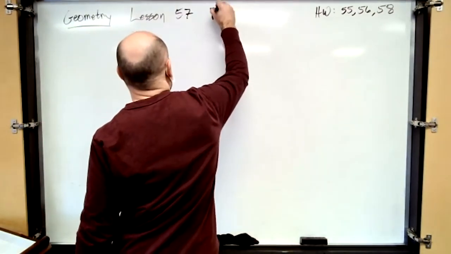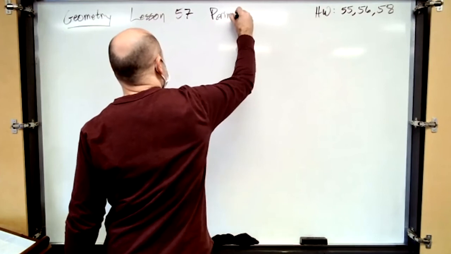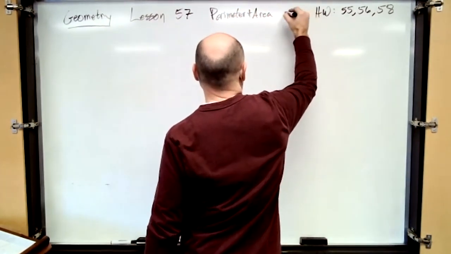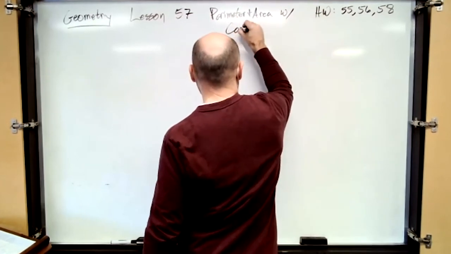All right, so we're going to find perimeter and area on a coordinate plane. So with coordinates.